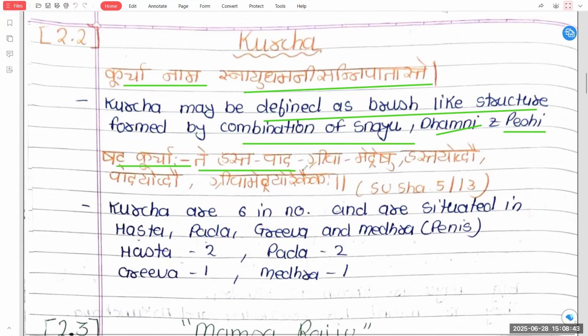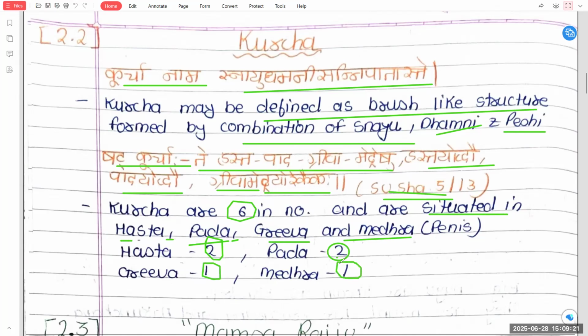Shat Kurcha: हस्तपादग्रीवामेड्रेषु हस्त आदयो पादयो द्वौ ग्रीवं मेढ्रयो उरुरुकैः. So there are 6 Kurcha in number. Acharya Shushruta in Sharirsthan has told that there are 6 Kurcha situated in Hasta, Pada, Griva and Medra. How many are there? In Hasta there are 2, in Pada there are 2, in Griva it is 1, and Medra is also 1.